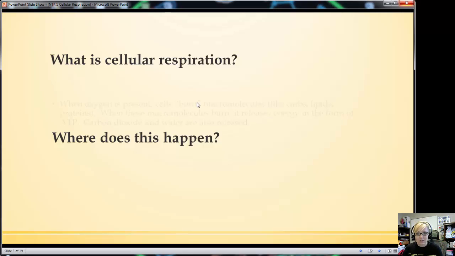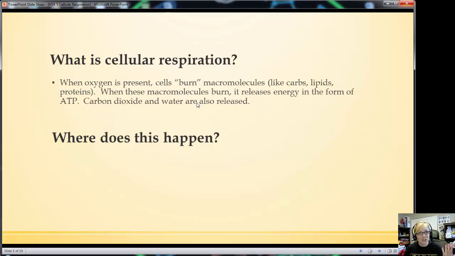So what is cellular respiration? Here's kind of the general idea. When oxygen is present, that's important. When oxygen is present, cells burn our macromolecules. They can burn things like carbs and lipids and proteins. You know that our diet consists of those carbohydrates. Lipids would be like fats, and proteins come from all different things, but we typically think of proteins like eggs and milk and meat.